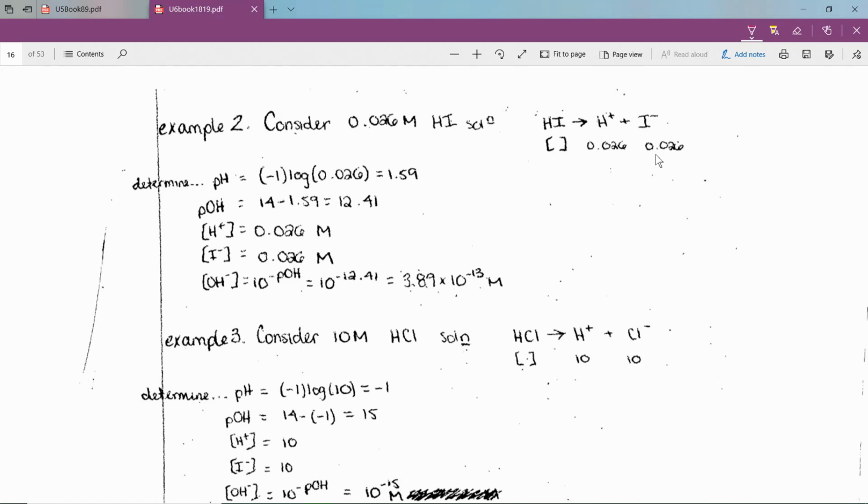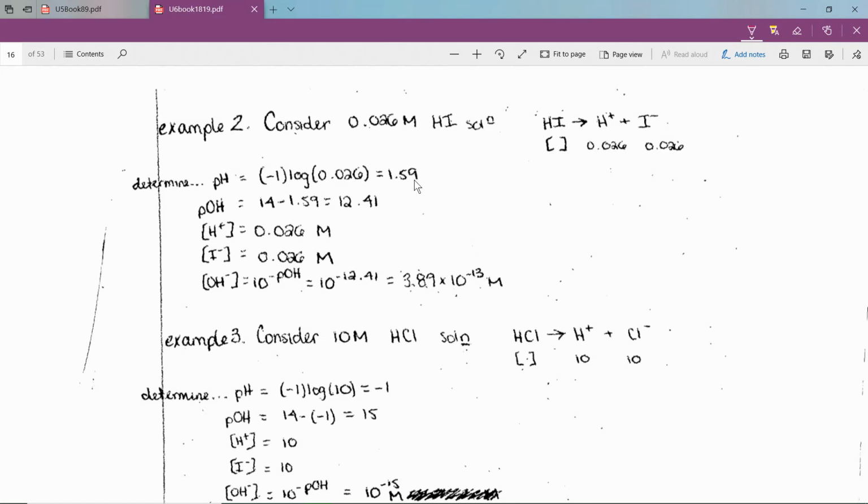The pH is -1 times the log of the H+ concentration, so -1 times the log of 0.026 is 1.59, and the pOH is 14 minus that, so that is 12.41. We got the H+ concentration, the OH-, the I-, they're going to be the same. The OH- is 10 to the minus 12.41, which is 3.89 by 10 to the minus 13 molar.